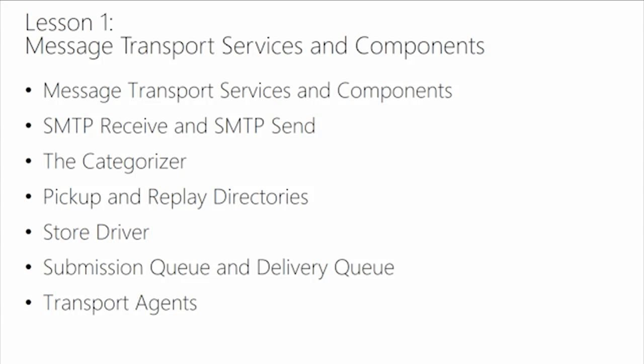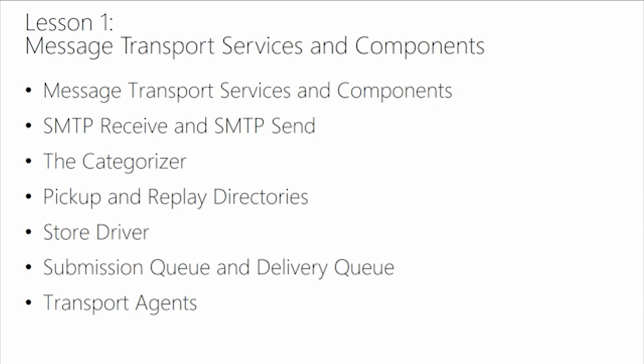So with message transport services, this is really the concept of sending mail, and the way this works primarily is through SMTP. Your Exchange server runs SMTP and wants to send messages to another server. So there's an SMTP receive side that's able to receive messages from other servers, and then there's also an SMTP send side that's able to send messages to other servers. That's the main mechanism that Exchange uses to send and receive mail.